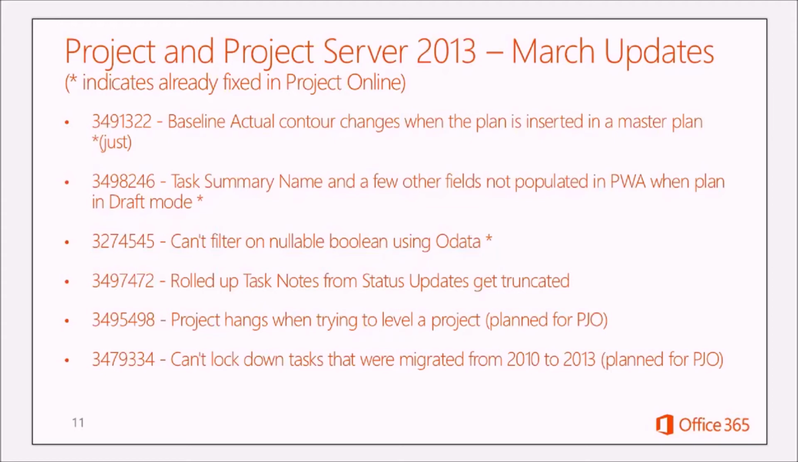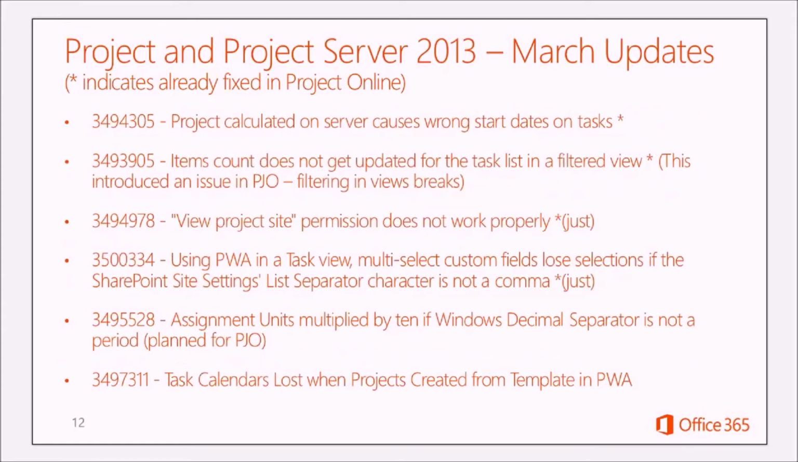Okay, the next page here. The first item: project calculated on server causes wrong start dates on task. This fix actually originated in Project 2010. The fix request was there in 2010, and we released the fix for that in the February update. As a part of the process of doing that, we try to take the fixes there and then migrate them into the current version. So this one was specific to the project service interface, or the PSI.